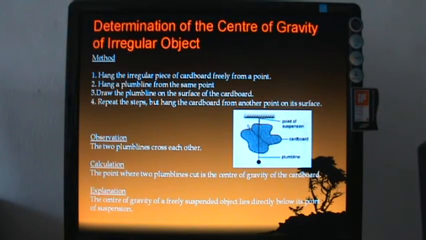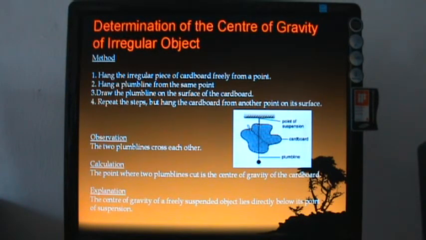We want to determine the center of gravity of irregular objects. So hang the irregular piece of cardboard freely from a point. That's the first step, from one point. Hang a plumb line from the same point. So you hang here. Draw the plumb line. Use a pencil to sketch. Repeat the steps, but hang the cardboard from another point. A few points, maybe 3 or 4 points, to get the intersection. But basically 2 lines is enough. Maybe you want to use a third line to confirm it.